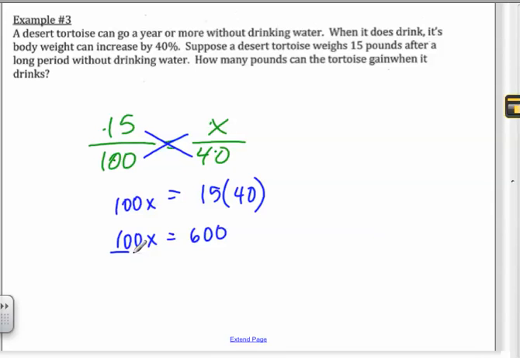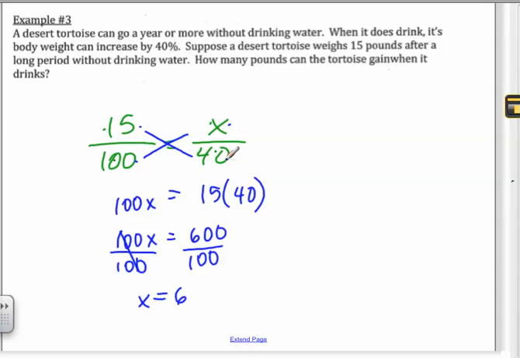Ross? Divide by 100 on both sides. That cancels. That means that x equals 6. Okay, so 15 is 100%. 6 is 40%. 6 pounds is 40% of the weight.